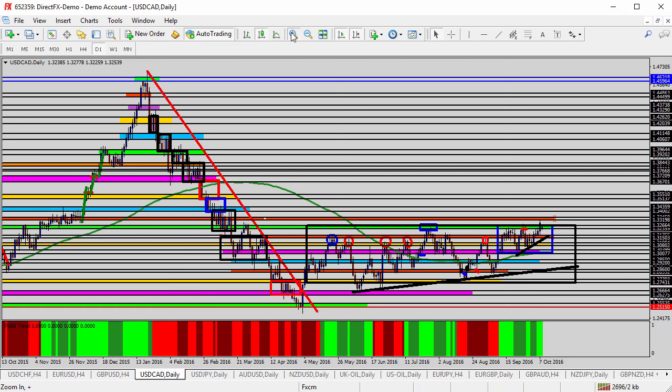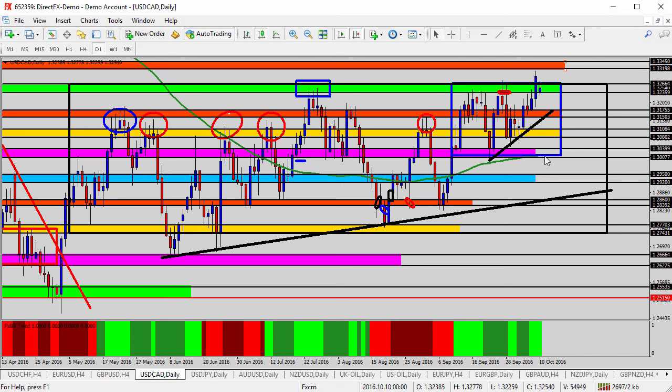Let's zoom it in one time. Here on the daily, you see the blue box up here at the top right. We've been challenging resistance highs here. We've seen resistance here below. Small blue box over here where the resistance high is at the green shaded area. We challenged it last week and came back into it.